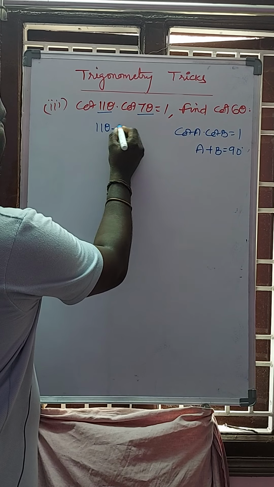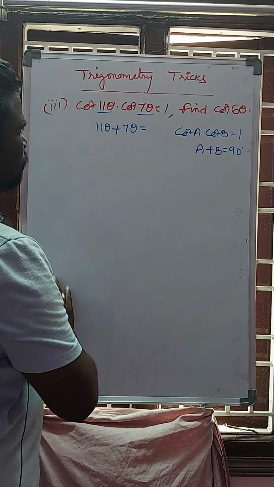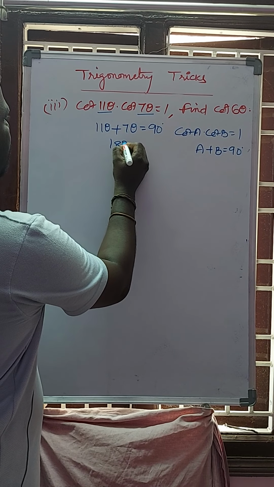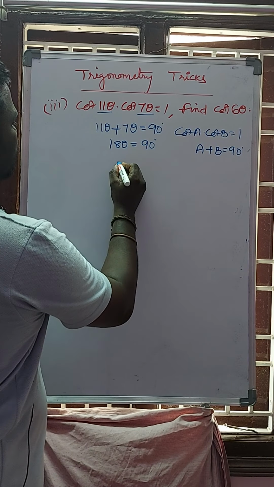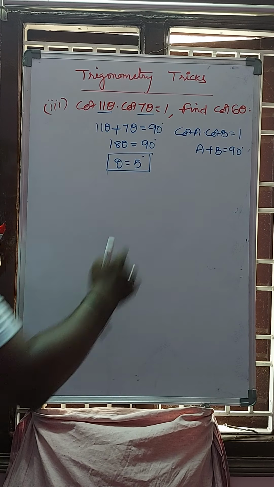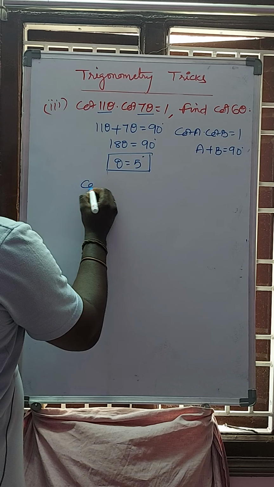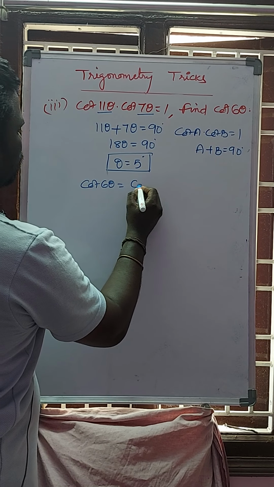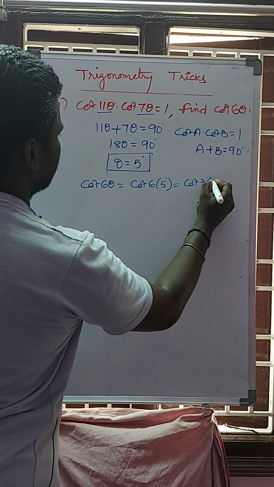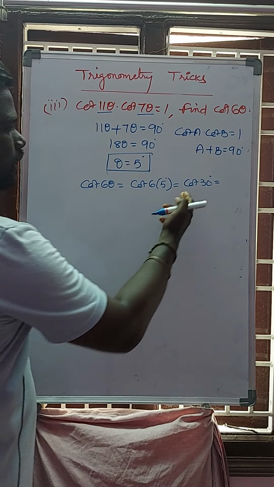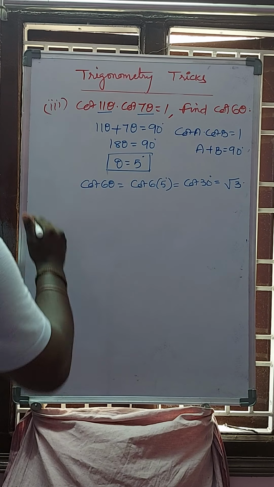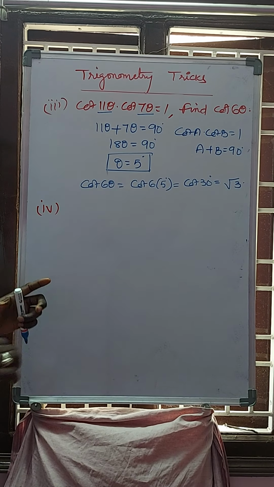So 11 theta plus 7 theta equal to 90 degrees. So 18 theta equal to 90 degrees. So theta equals what? 5 degrees. We need to find cot 6 theta. So cot 6 into 5 degrees, which is nothing but cot 30 degrees. We already know that cot 30 degrees is what? Root 3. Now we will move on to the next question.